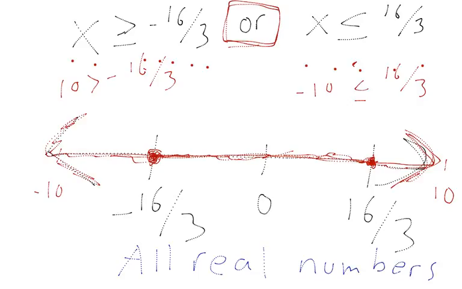Or more specifically, x, I can put equals here. x equals, well, anything real. So any actual number. And maybe you're asking yourself, why do you keep saying real numbers? Why not just all numbers?